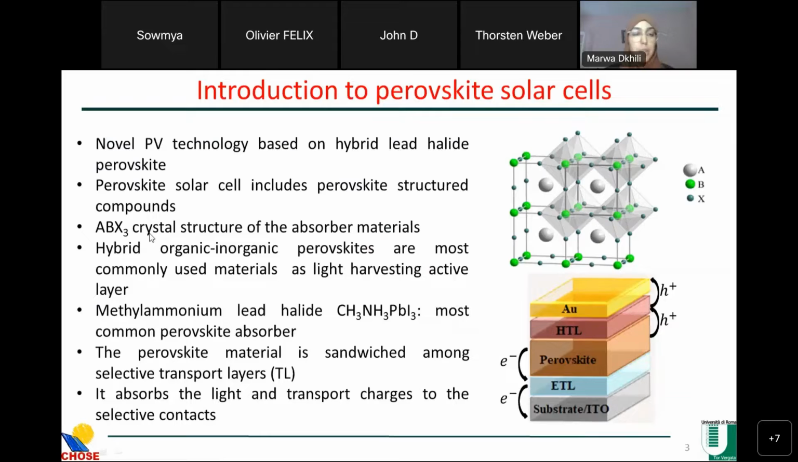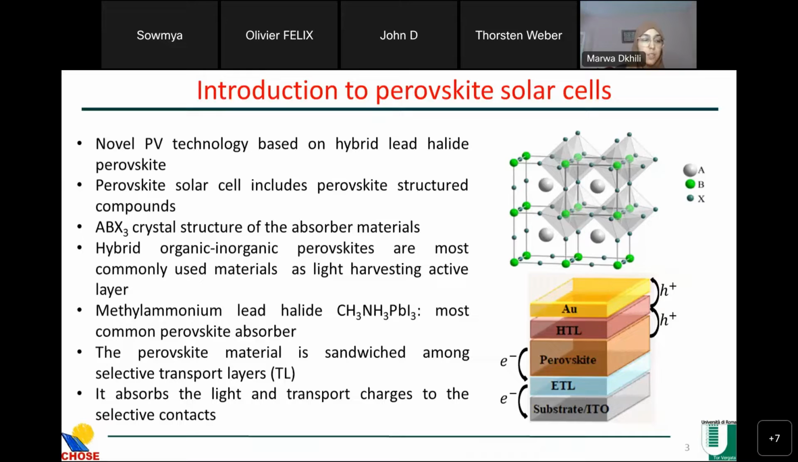The general formula of the crystal structure of the absorbing materials is ABX3, where A and B are cations with different sizes and X is a halide anion. Hybrid organic-inorganic perovskites are the most commonly used materials as light harvesting active layer. The methylammonium lead halide is the most common perovskite absorber.